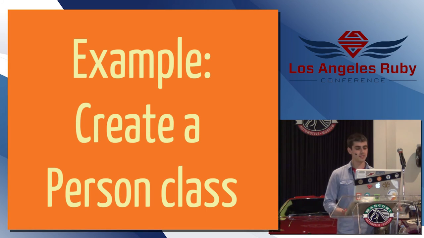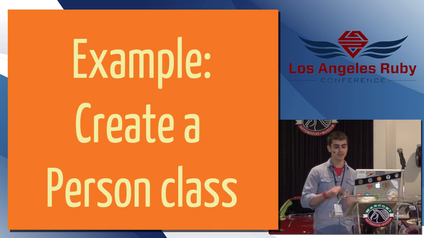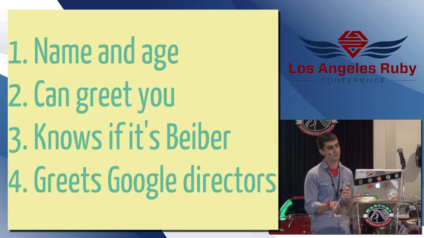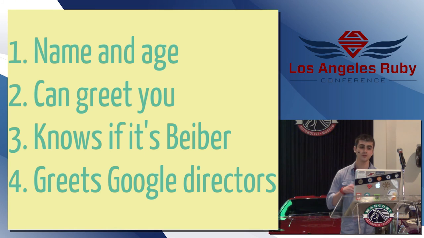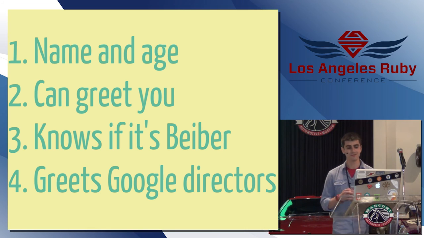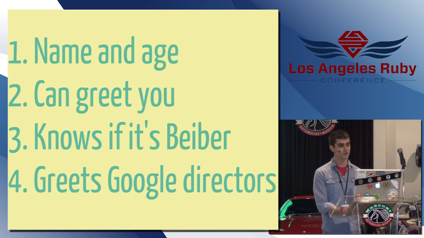So, for example, let's create a person class in both languages. These are my requirements. A person should have a name and an age. A person should be able to greet you. The person should know whether it's Justin Bieber. And the person should be able to greet some folks from the Google Board of Directors. So let's look at the Ruby implementation. This is going to be very straightforward.